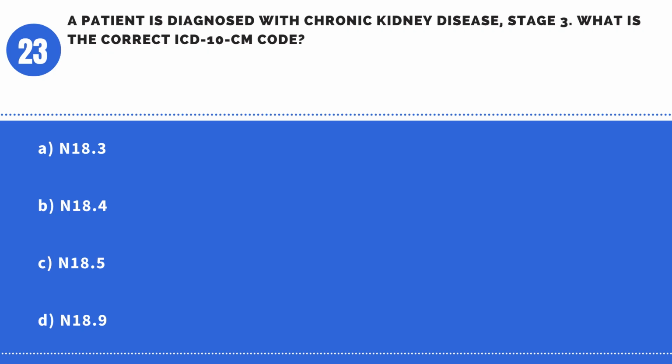Question 23. A patient is diagnosed with chronic kidney disease, stage 3. What is the correct ICD-10-CM code? A. N18.3. B. N18.4. C. N18.5. D. N18.9.